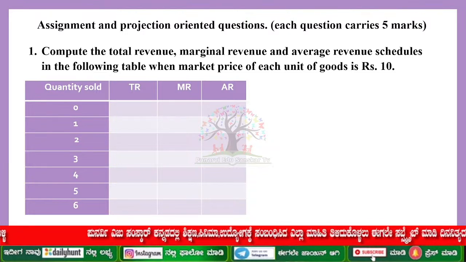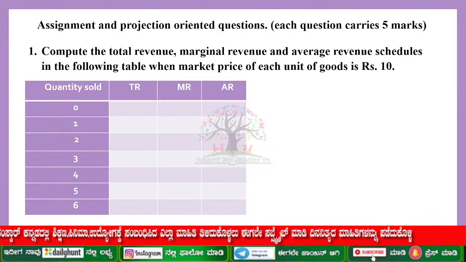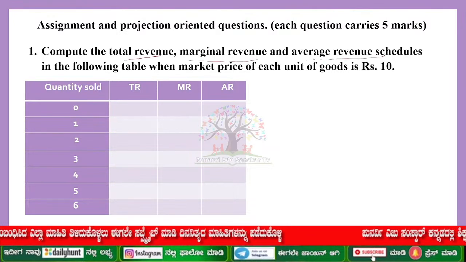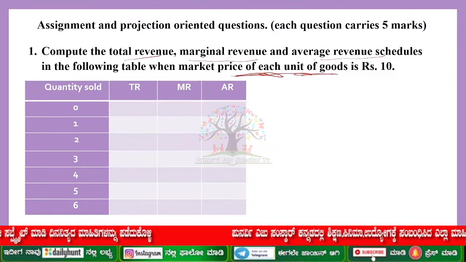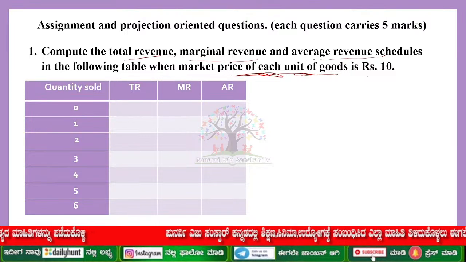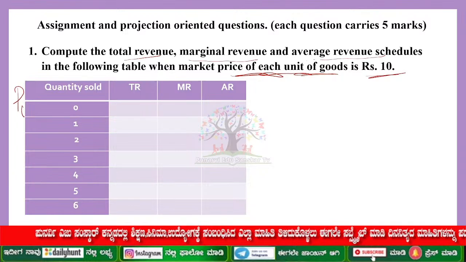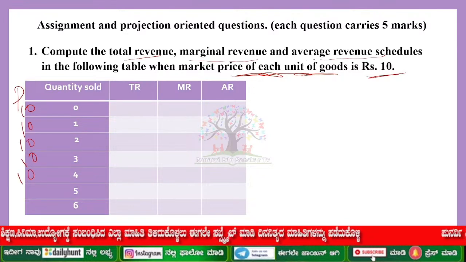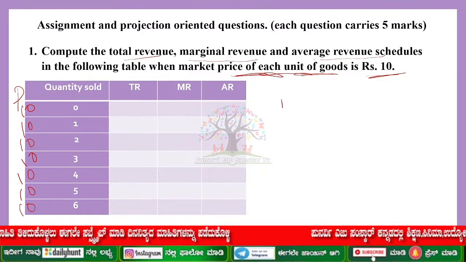So here also, dear students, they have given a table. You have to find out total revenue, marginal revenue, average revenue schedule from the following data, and they have given the market price of each unit of goods. Okay, that is 10 rupees. So price is given, that is 10. As it is under perfect competition, price remains constant. Okay, we need to find out TR.